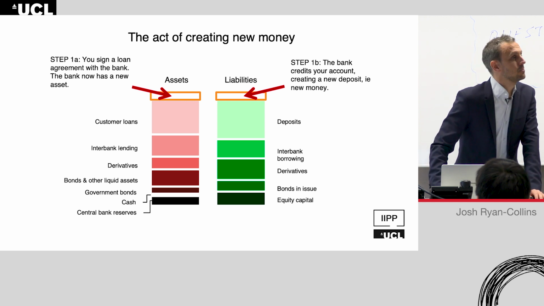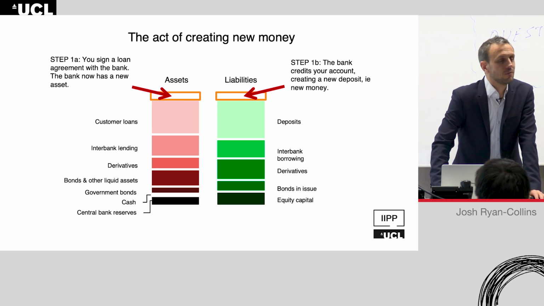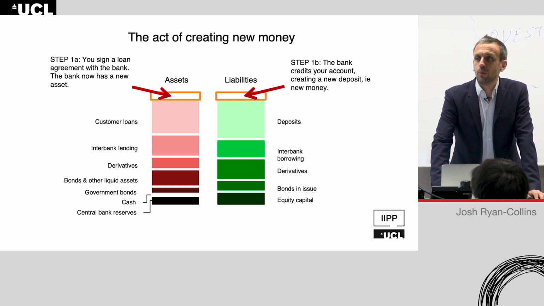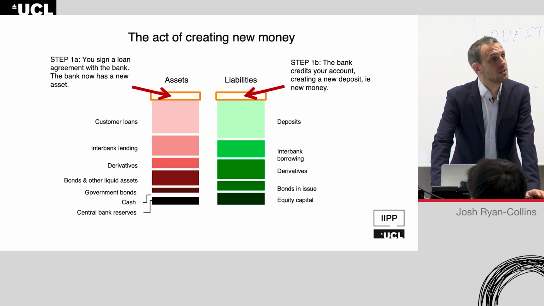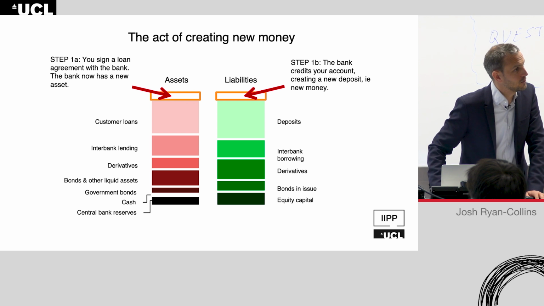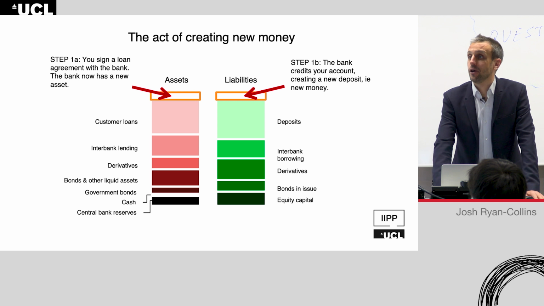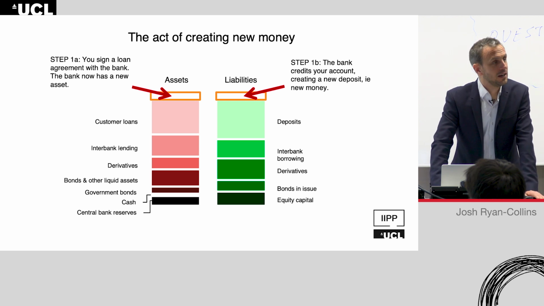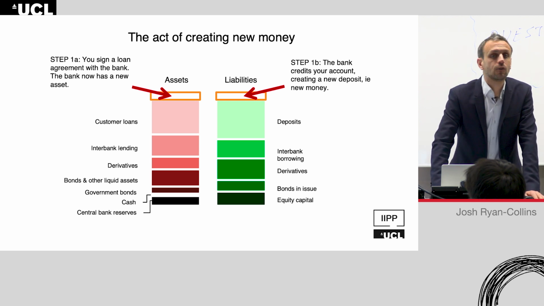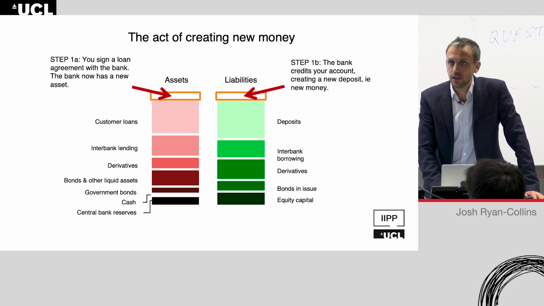Now, that deposit is money. It's an IOU from the bank to you, which you can use to pay your taxes, to buy the newspaper in your local shop, to give to your friend if you owe them money. But it is a bank IOU. It's not anything else. It's a bank IOU, and of course, the bank's IOU is underwritten by the state.